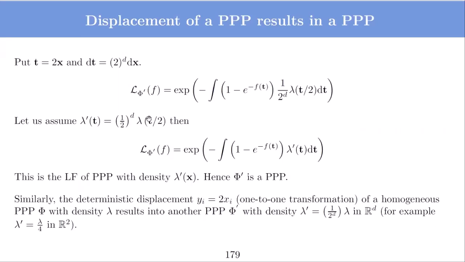And if it's homogeneous, then this lambda(t/2) will be a constant lambda. So this will be just lambda upon 2 to the power d. So that will also be a homogeneous point process because that does not depend on t. So deterministic displacement of a homogeneous point process results in another PPP with homogeneous density, and that density is 1 upon 2^d of the original density.